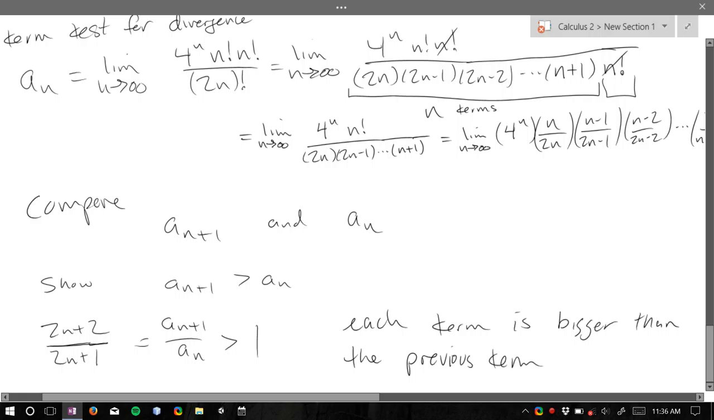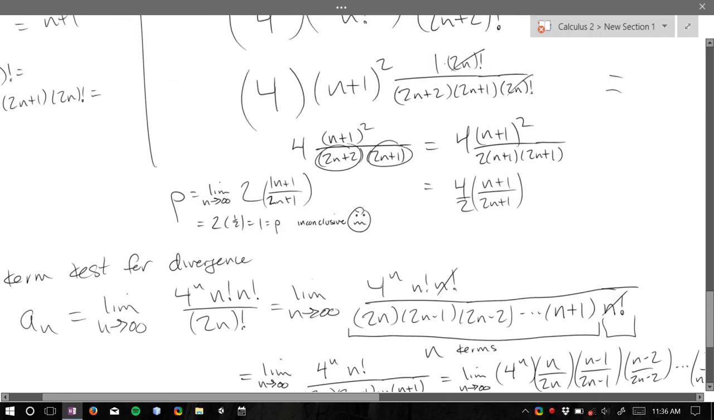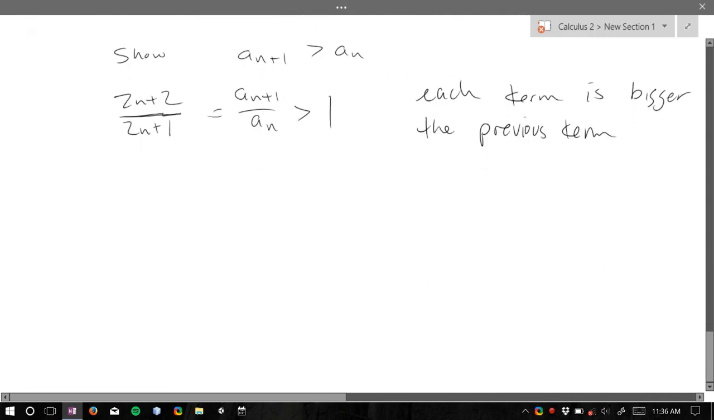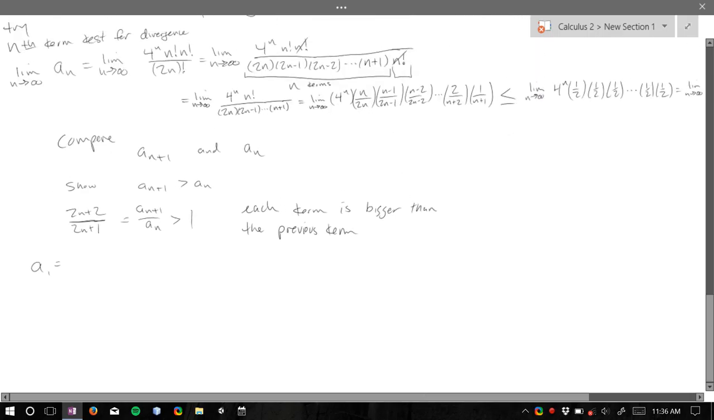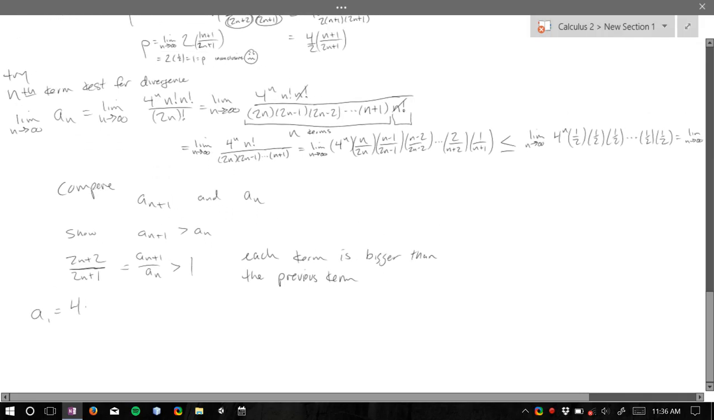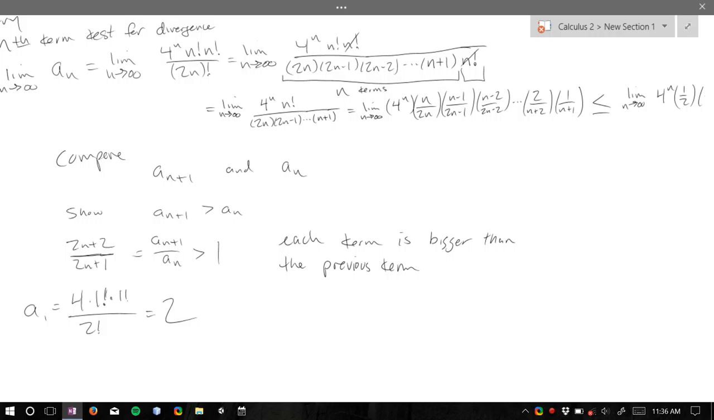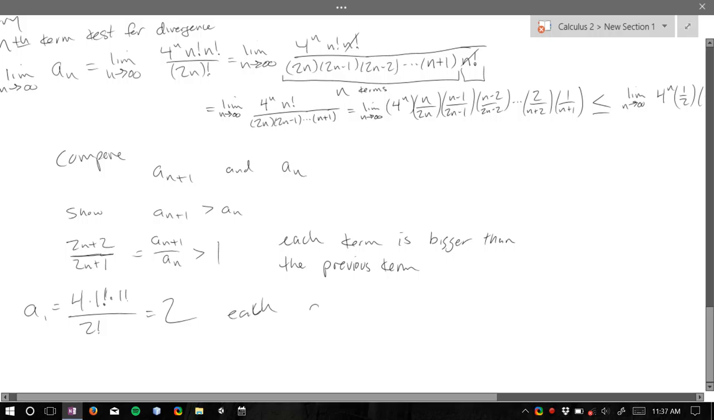This will work as long as a_n's not zero or negative. And if we look, I think there's no way we can get negative. Where's our a_n? Yeah, I didn't write where it starts, but even if you start way back at 0, you're still going to have 0 factorial, which is 1. So no matter where you start n, you're not going to be divided by 0. So we could write down a1 pretty easily. So a1 will be 4 times 1 factorial times 1 factorial, divided by 2 factorial, which is 2. So the first term will be 2. And then every term after that is 2 or more. So each a_k is greater than 2.